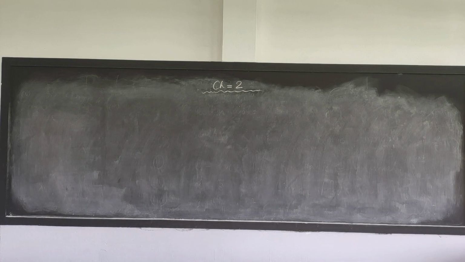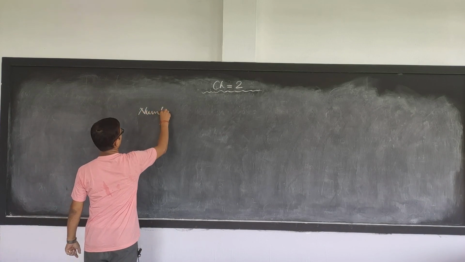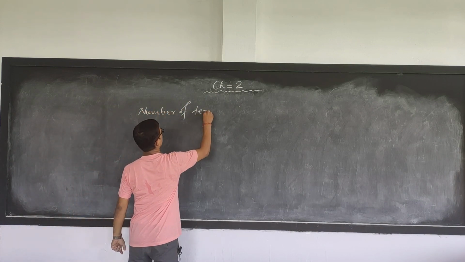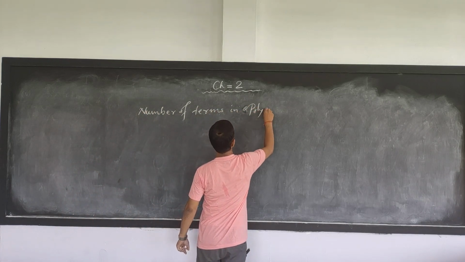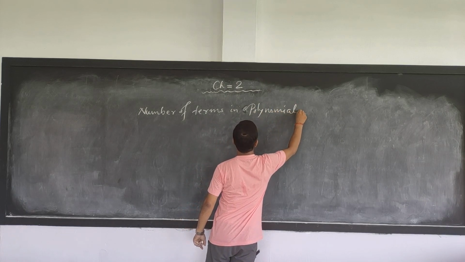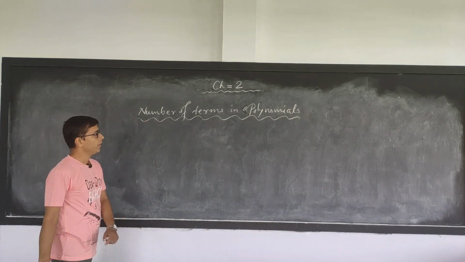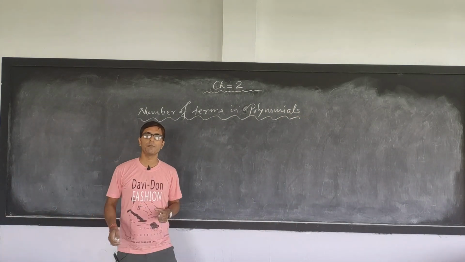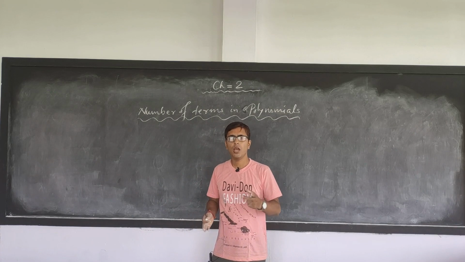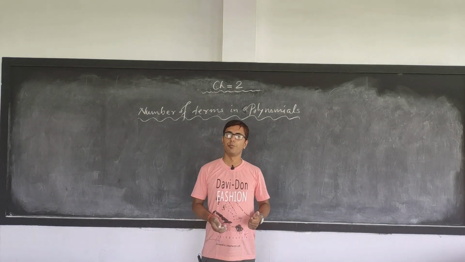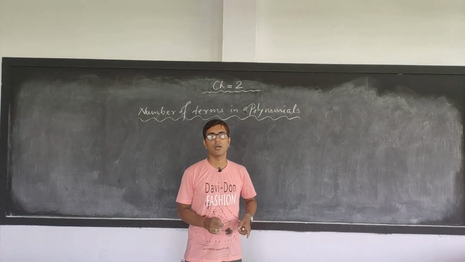Well, let us now understand polynomials on the basis of the number of terms. Number of terms in polynomials. All right. On the basis of the number of terms, polynomials are further divided into different classes. Those polynomials having only one term are known as monomials. Mono means one. Okay, monomials means the polynomials having only one term.